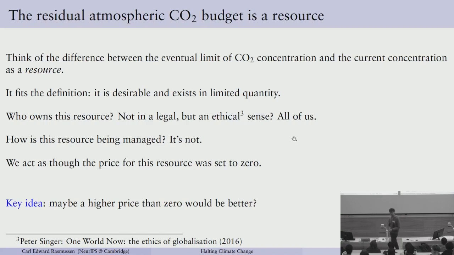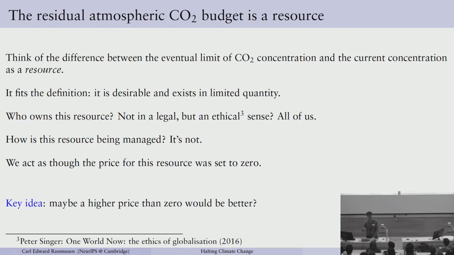Let's think about the fact that this resource might belong to all people of Earth. How is this resource being managed? Well, it's not being managed, right? You can just use it. Anybody can use it any way they want, right? So maybe that's not a good idea. And thirdly, we act as though the price of this resource was set to 0, right? If it was a resource that we all own, you might be able to take that position, but in that case, we have determined that the price should be set to 0, right? So my key idea here is to come up with a suggestion. Maybe we should set the price to something positive instead. Okay, this is a way of turning this unpriced externality into, bringing it back into the equation.